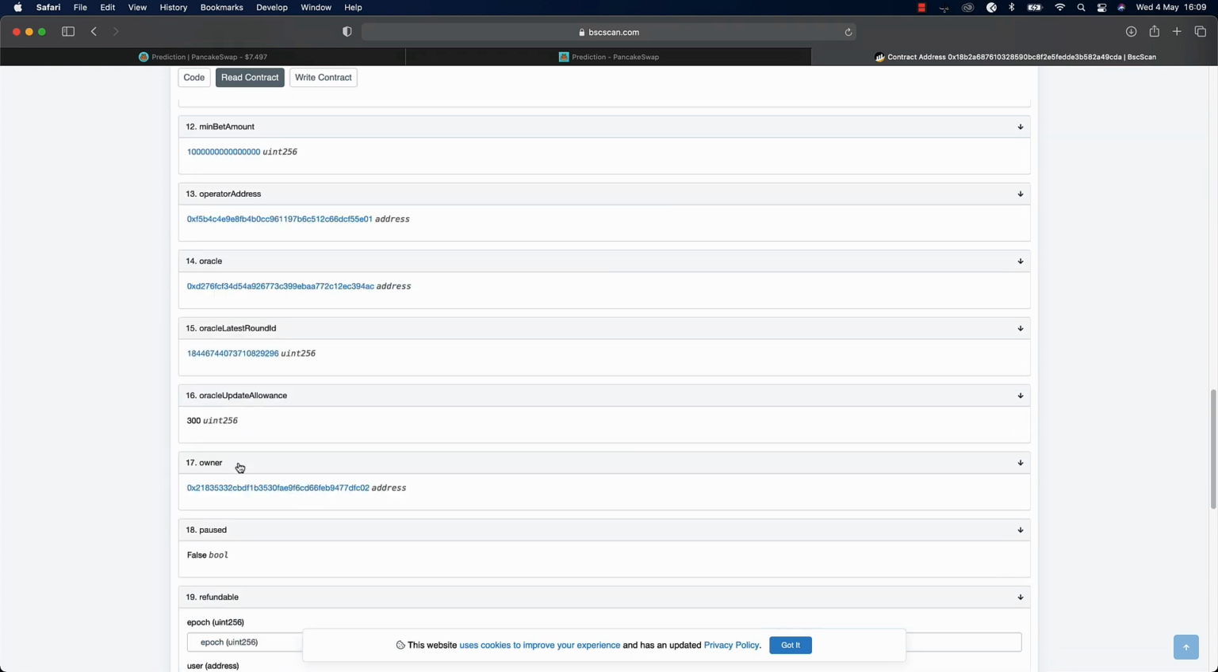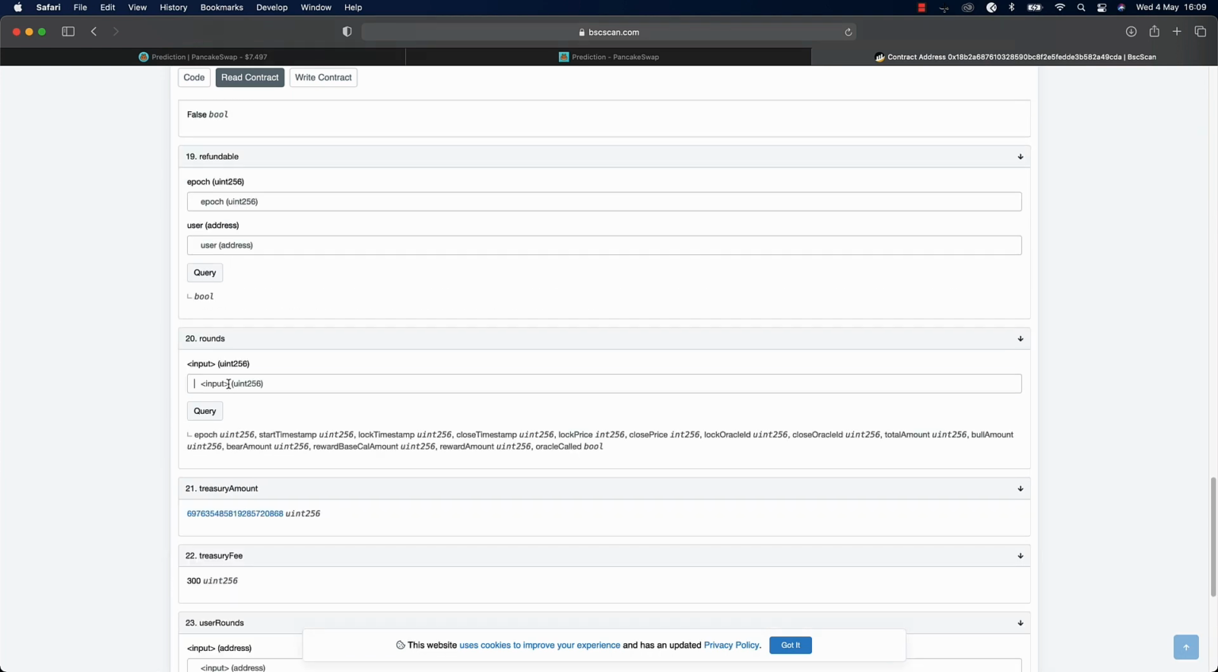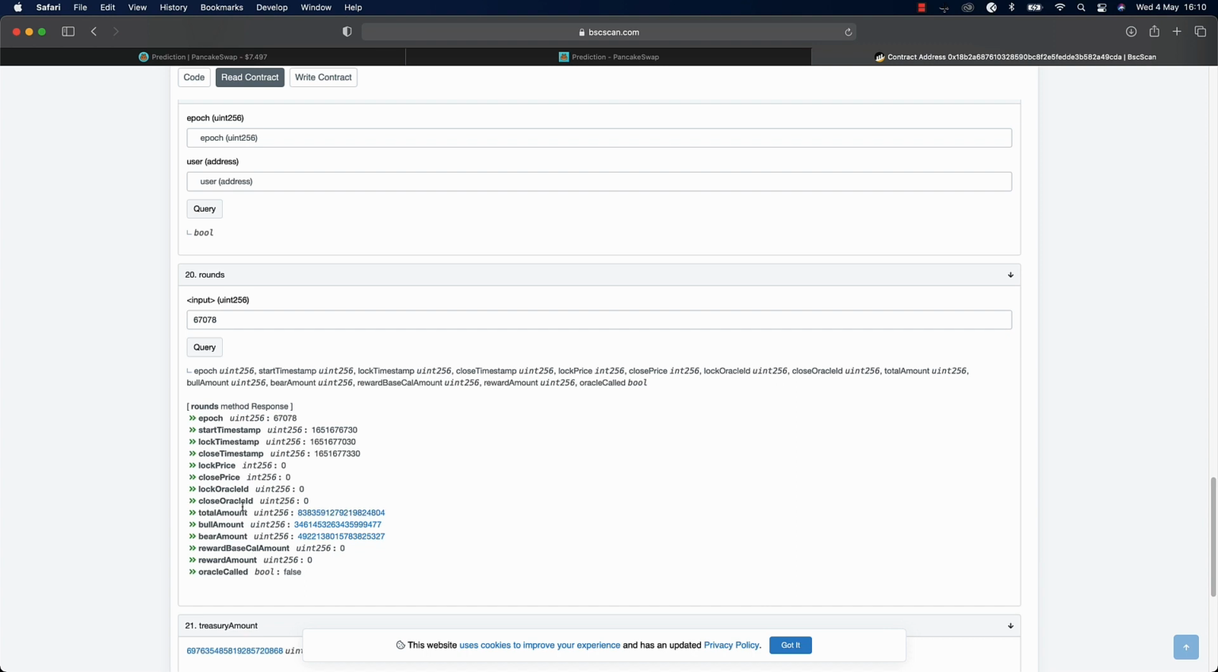You can copy that number and scroll down, and here's the rounds information. If I paste that into the rounds and hit query, you can see it's giving me the bull amount, the bear amount, etc. To get the payout ratio, you just take one and divide it by the other. So take this number here, divide it by this number here, and that will give you the ratio.